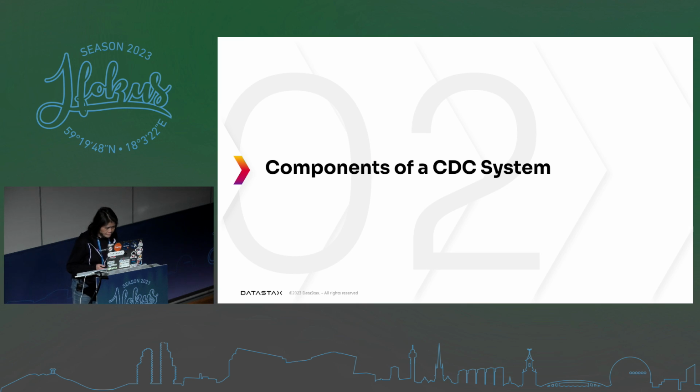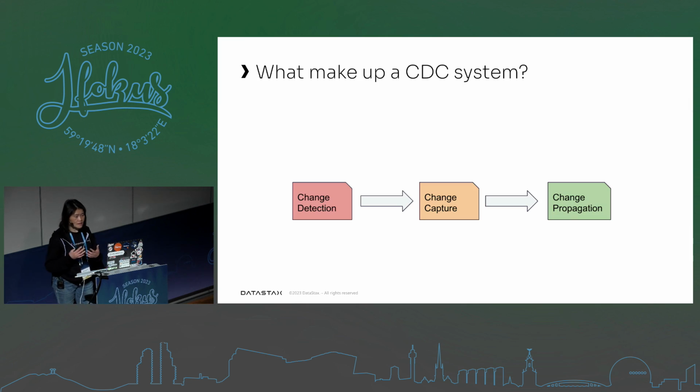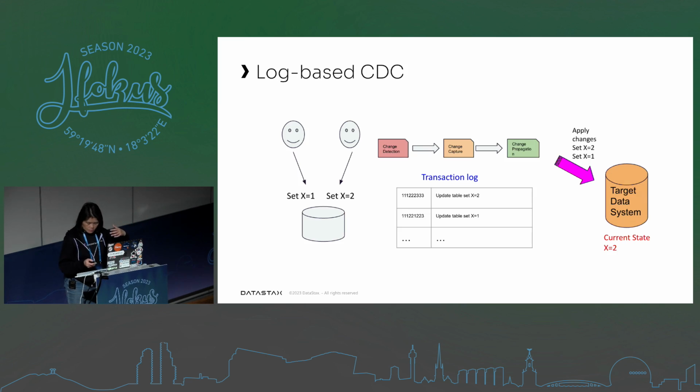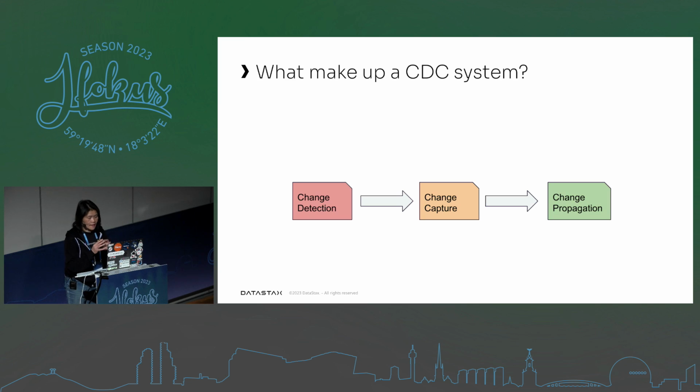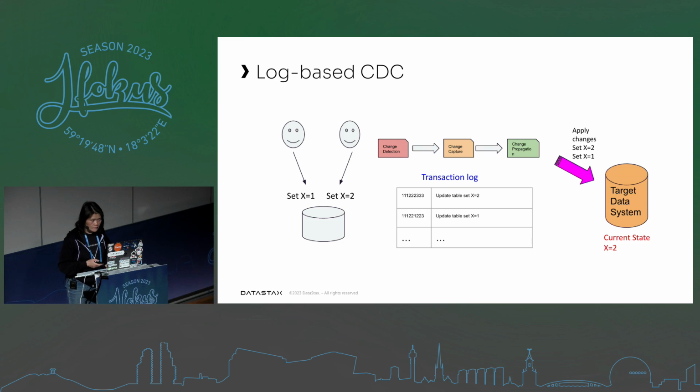Okay, so now let's take a look at the components of a CDC system. While it is simple, let's take a look. This is a diagram illustrating it. Change detection, and then the change capture side, and then the propagation. It's still not very complicated, but that's what essentially makes up a basic CDC system.